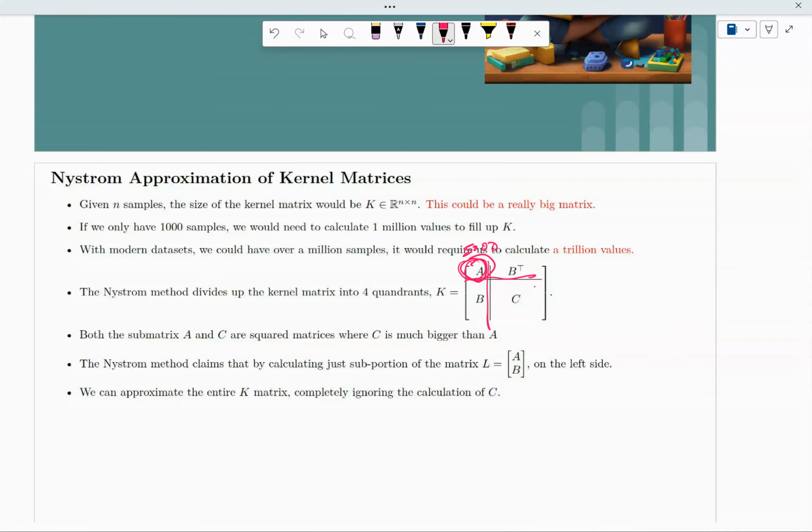So the claim of Nystrom is that all you really have to calculate is A and B. And since a kernel is a symmetric matrix, you will automatically know this part. Therefore, by using A and B, you are able to approximate the value of C. So you don't need this giant portion. Out of 1,000,000, what is 1,000,000 minus 5,000? This is a very giant matrix. So that's the idea.